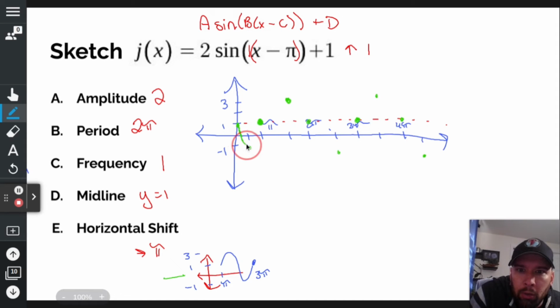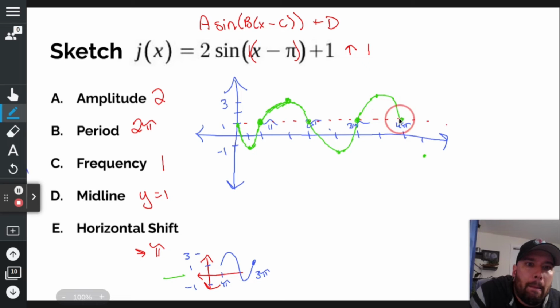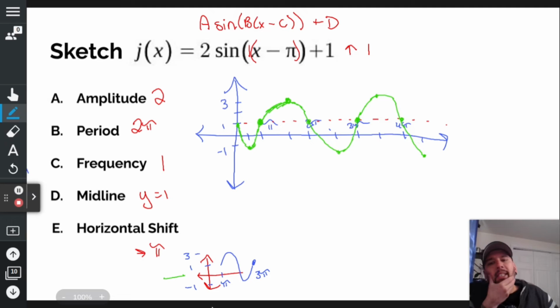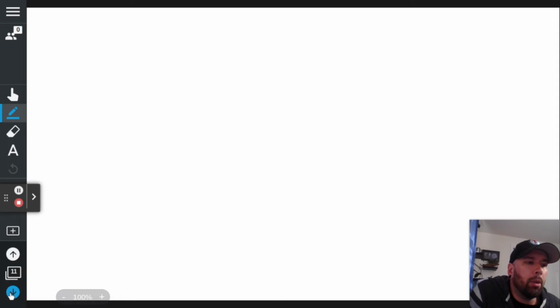This is 1,000% not my best graph at all. I mean, this is not good, but hopefully you get the idea. Oof. Yeah, not my best work. Not my best work. All right. Not my best work at all.